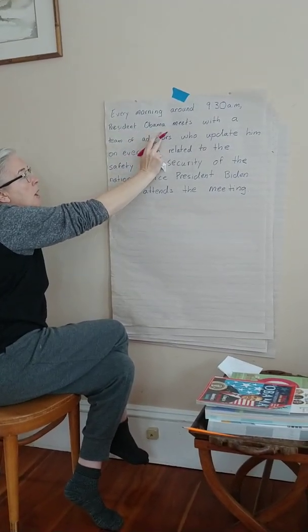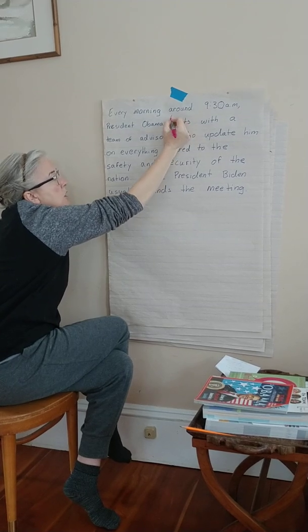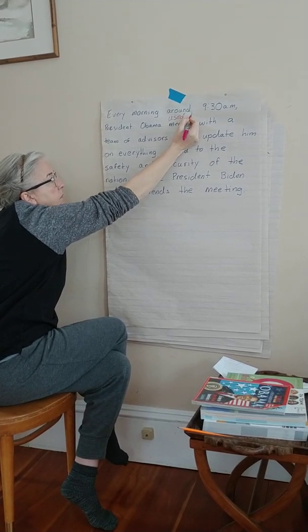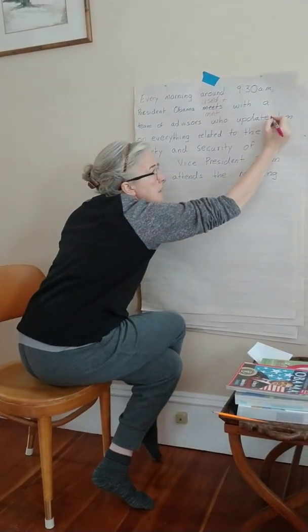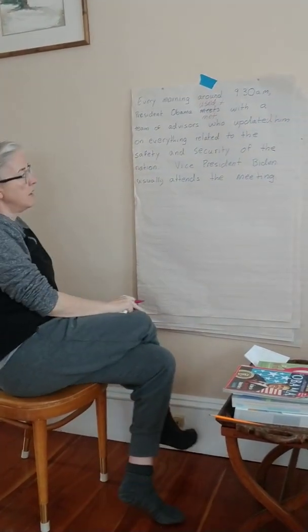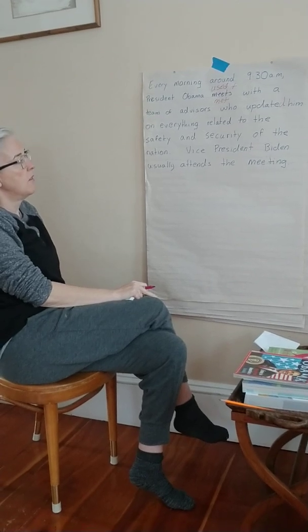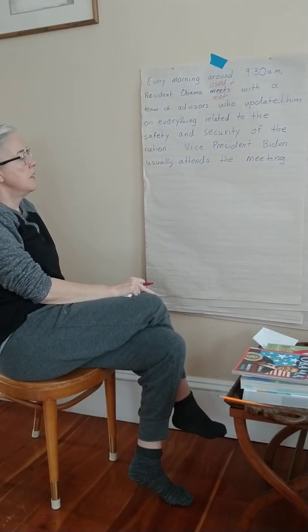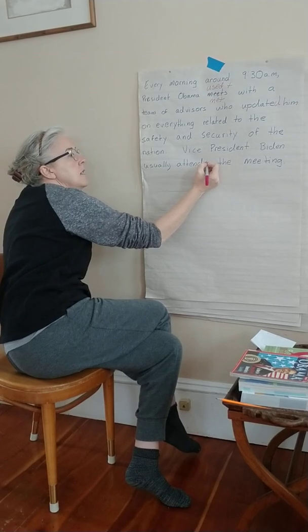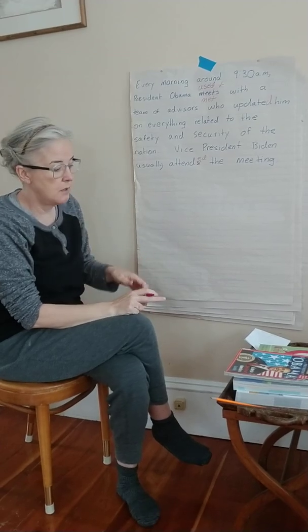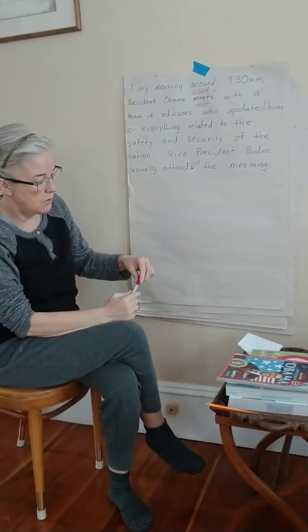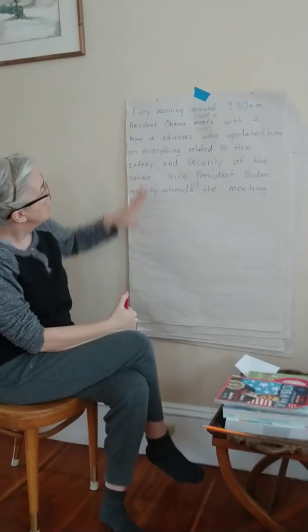Every morning around 9:30 a.m., Barack Obama, you might have the student change this to used to, or met when he was in office with a team of advisors who updated him on everything related to the safety and security of the nation. Vice President Biden usually attended their meetings. And this is a really nice way to teach students how to use past tense correctly.